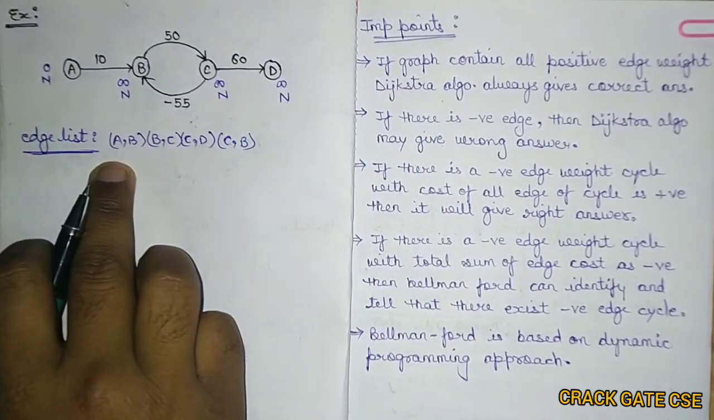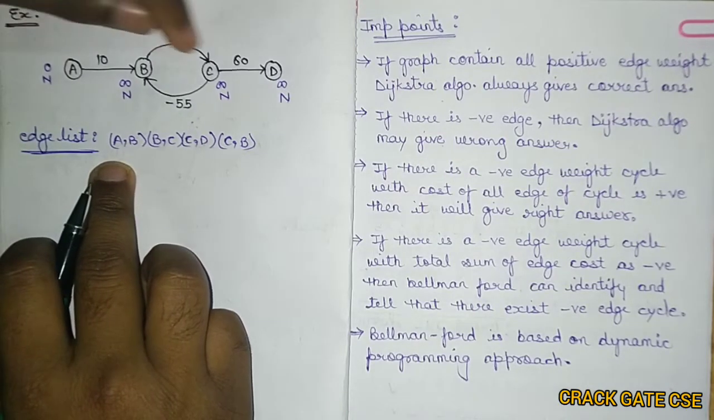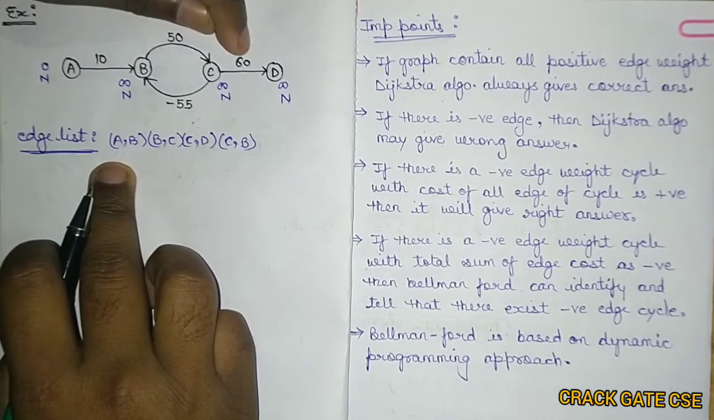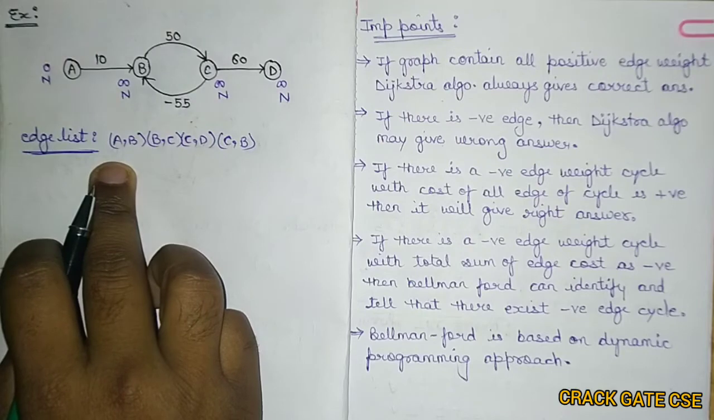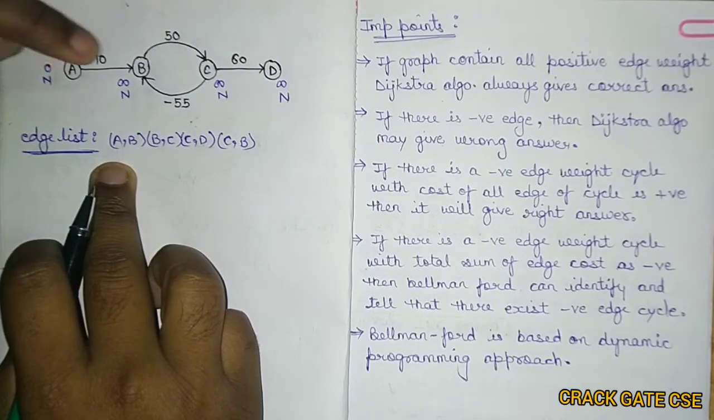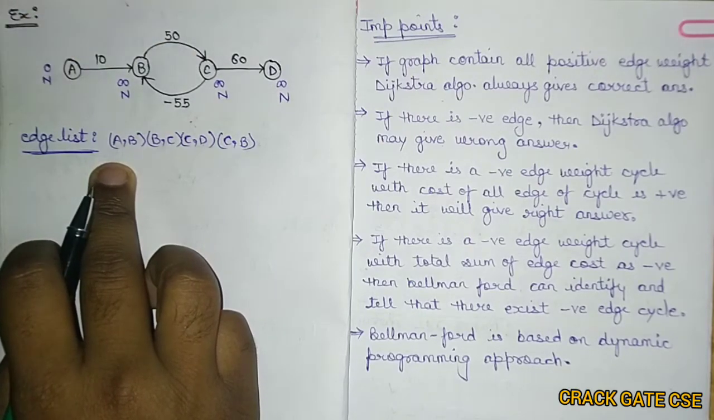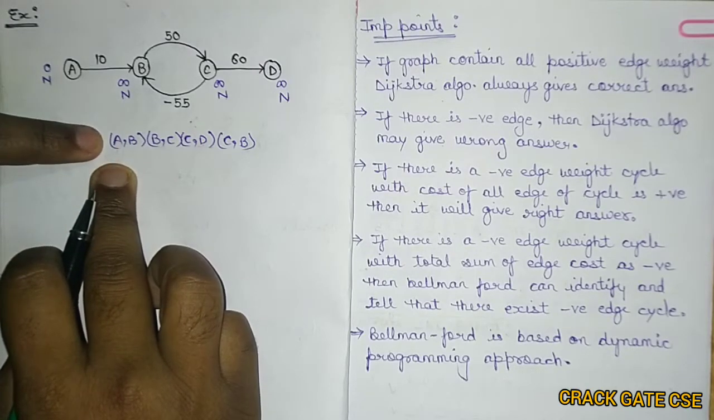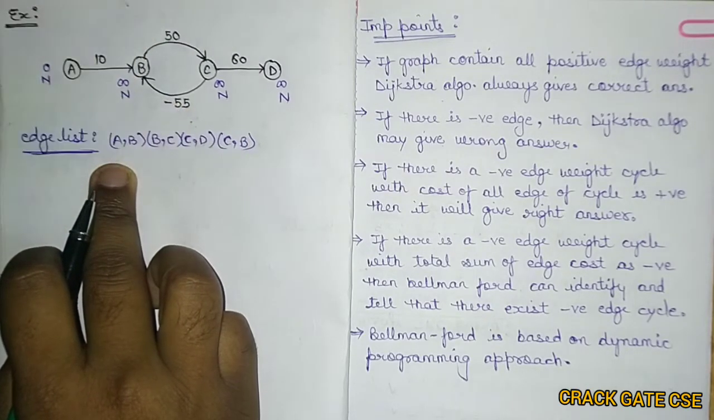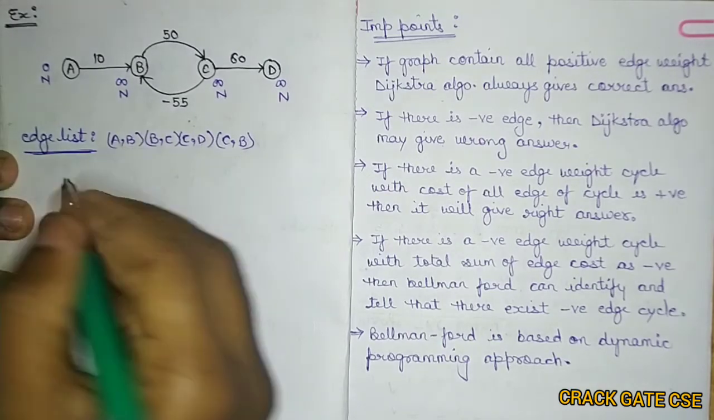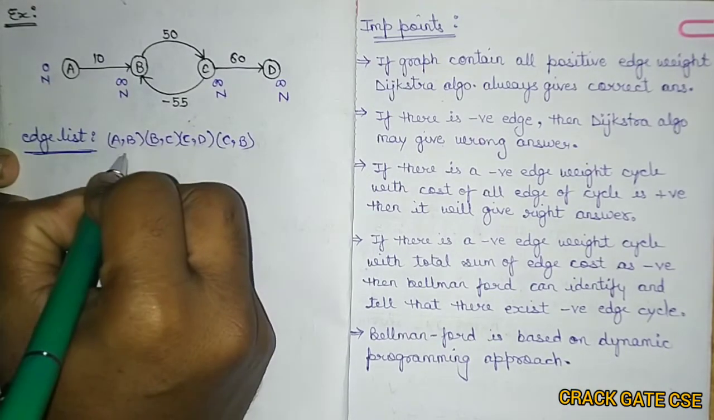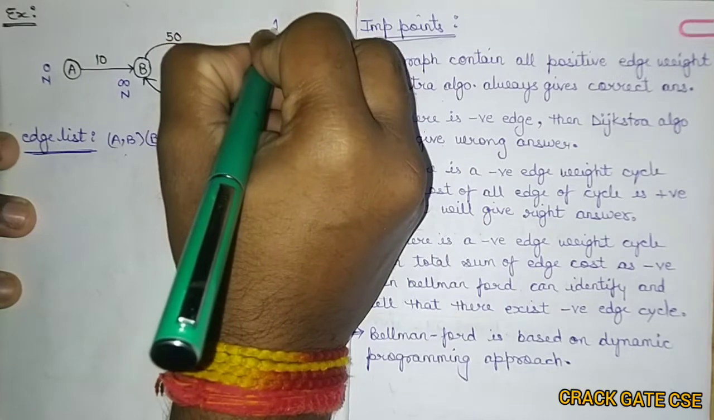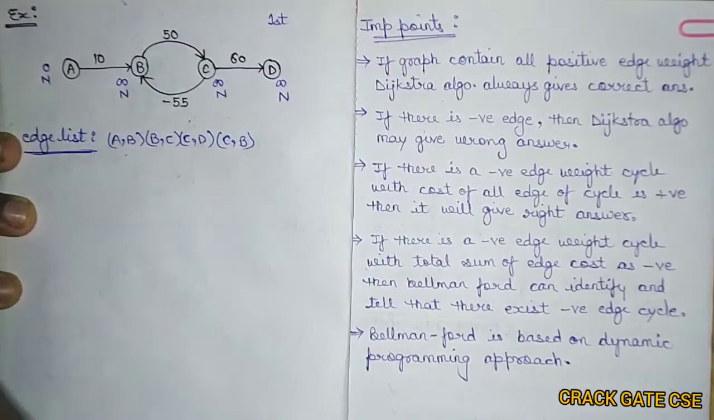Now I have to perform the iteration. How many iterations do I have to perform here? N minus 1, and the nth iteration for the confirmation. So there are 4 vertices. I have to perform the 4 iterations, and in each iteration we have to perform the edge relaxation for all these 4 edges. So first of all, I am starting with the first iteration.